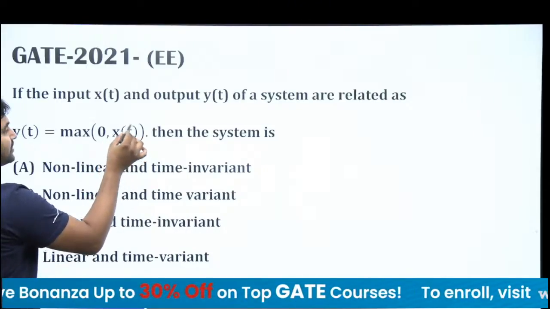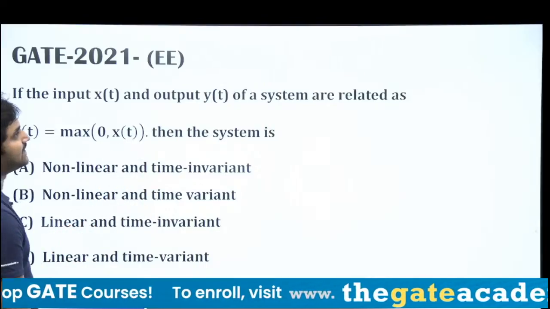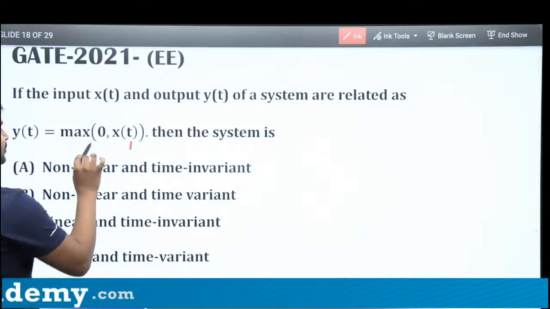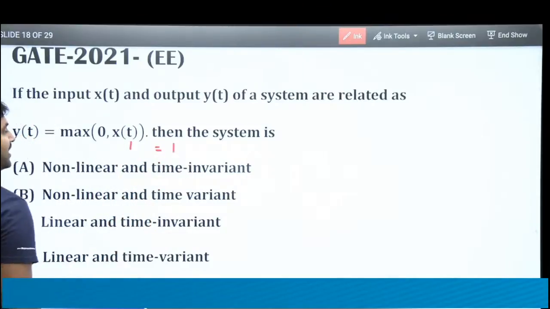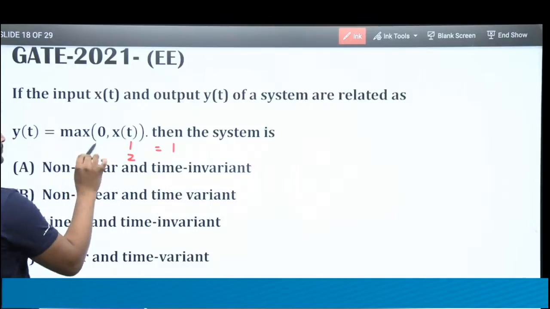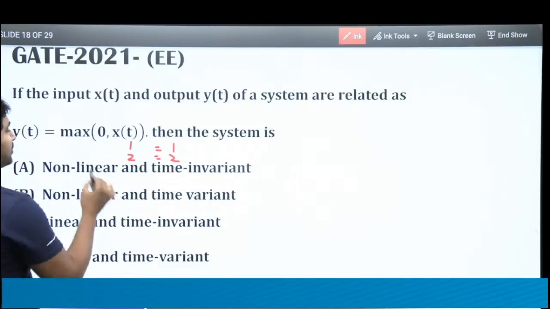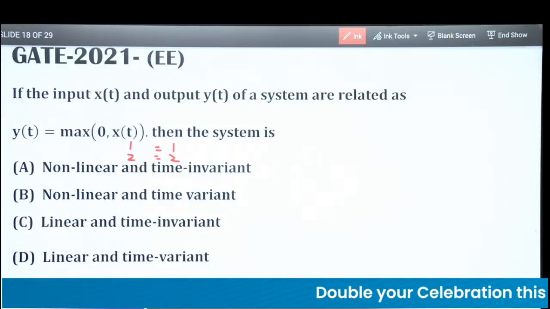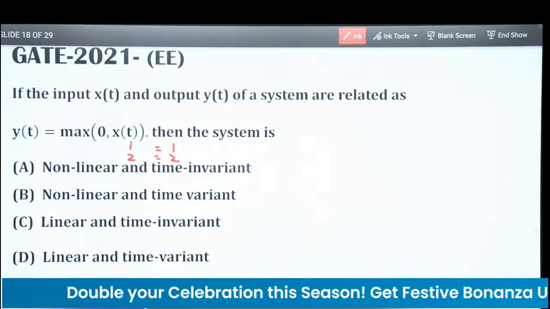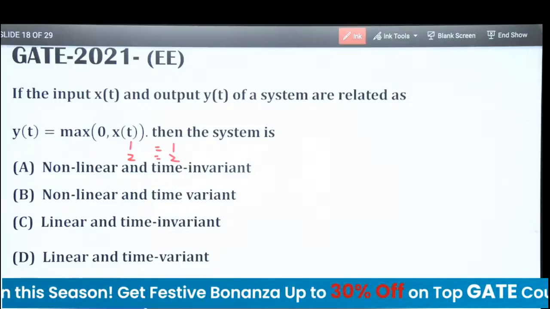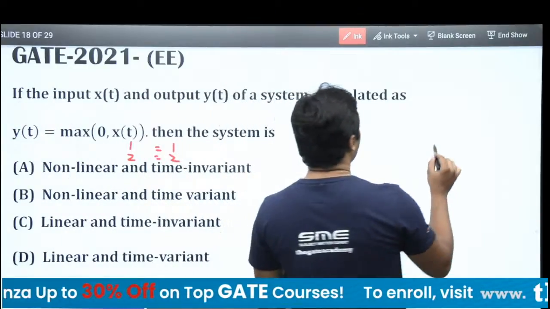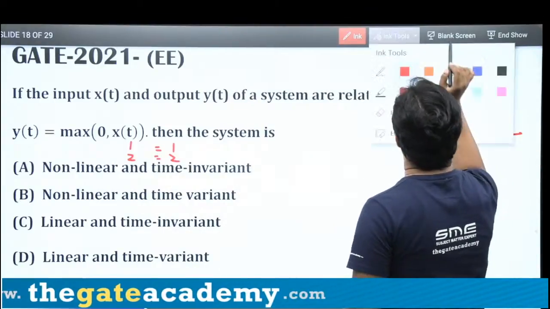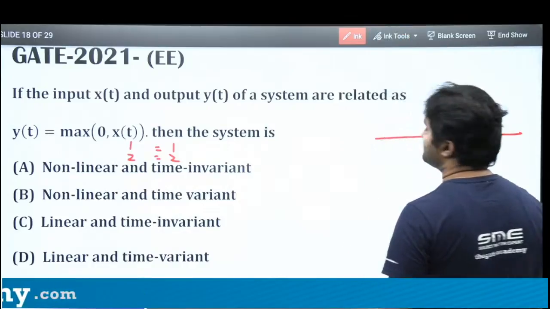Let us say x of t is equal to 1. Then what is the output? Max of 0 comma 1 is 1. If x of t is equal to 2, max of 0 comma 2 is 2. If x of t is 3, max of 0 comma 3 is 3, right? Yes or no? So how can I draw this?